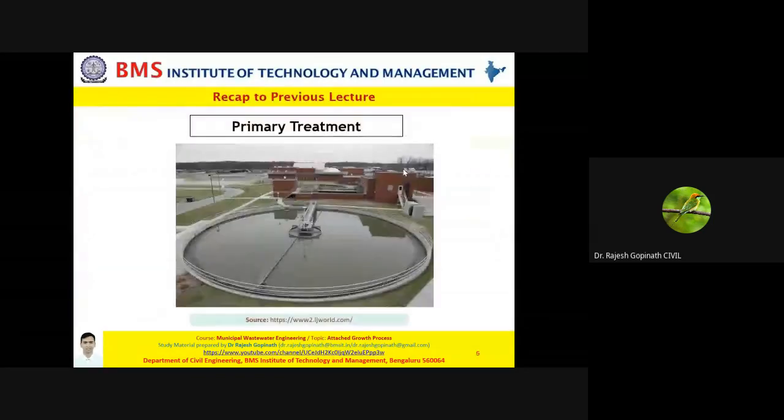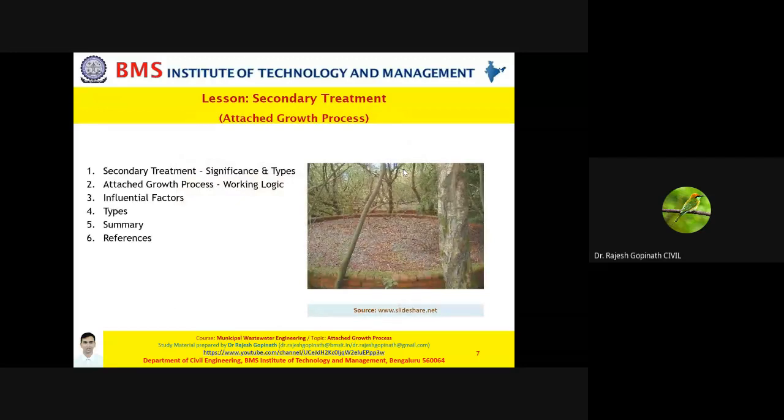And if you recollect, in the previous session, we had understood about primary treatment. Continuing forward in today's presentation, we shall be understanding about secondary treatment. Primarily within the secondary treatment, we will be discussing the attached growth process, and this discussion will probably continue for the next 2 to 3 sessions.